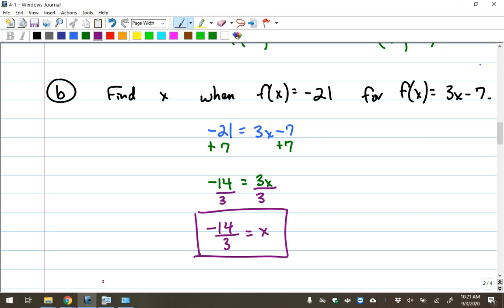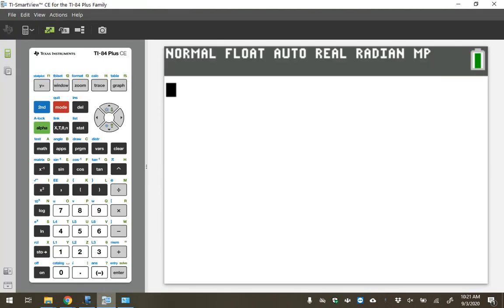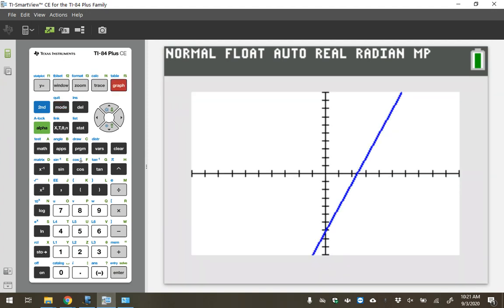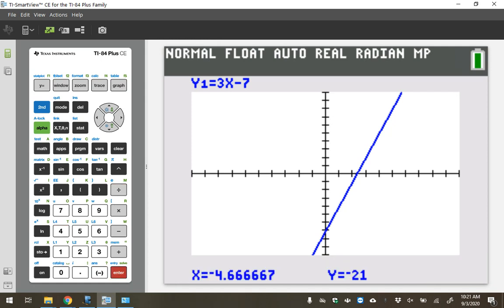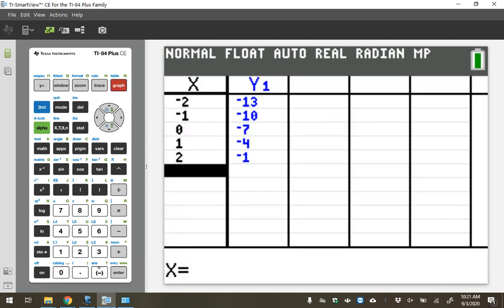If I go to my graphing calculator, remember that's the same equation I had graphed, right? And I hit trace, and then I type in -14 divided by 3. It changed that -14 over 3 to a decimal. I knew where it came from, so that's not what I'm worried about. I'm checking to make sure that I get -21 as the y value. That just shows me, hey, I got it right. Again, on the table, you do the same thing. You could type in -14 over 3 into the table, and it spits back the y value for you.